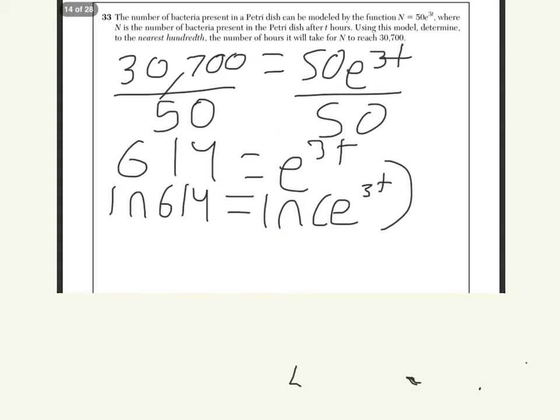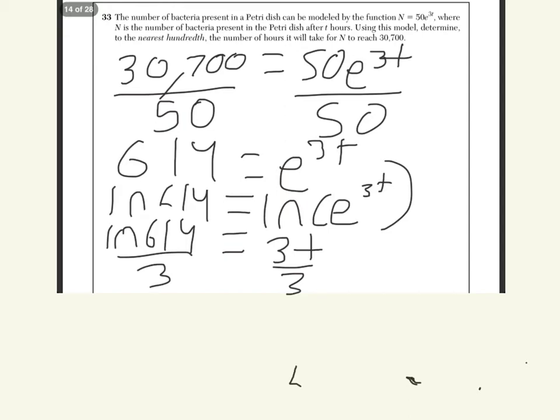So a couple of things happen once you do that. You would still be left with the ln 614 on the left side, and then when you take the natural log, the ln and the e cancel each other out, which leaves you with just 3t on the right side. You divide by 3, and you can go ahead and plug that into your calculators to find out what ln 614 equals, and divide that by 3, and your final answer comes out to be 2.14 being equal to t.